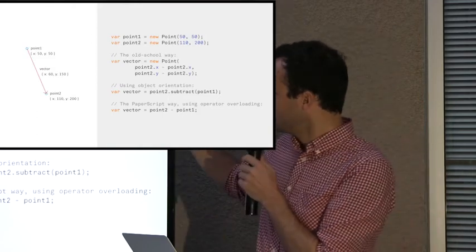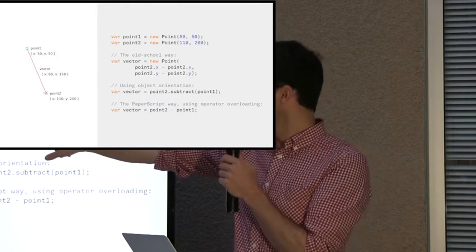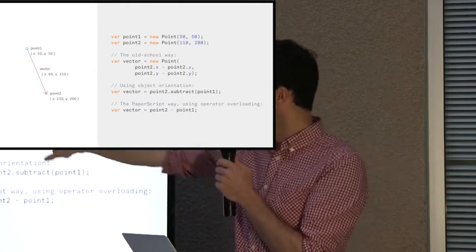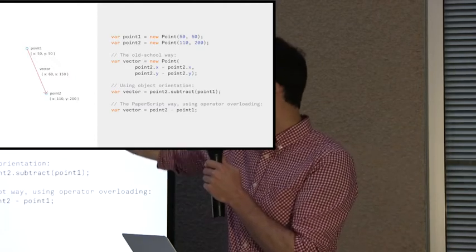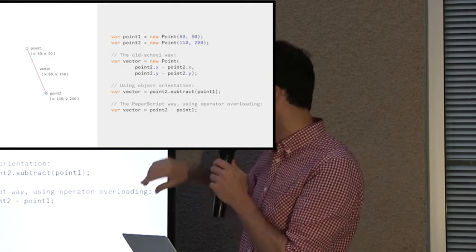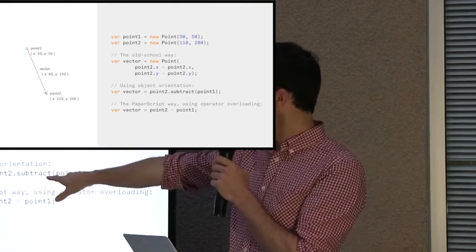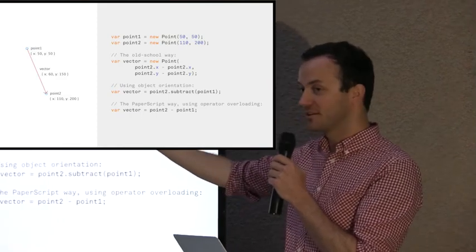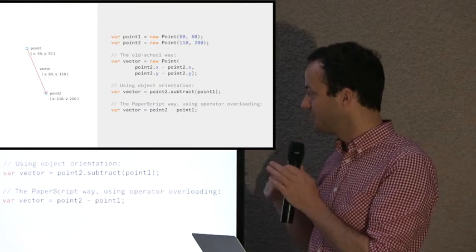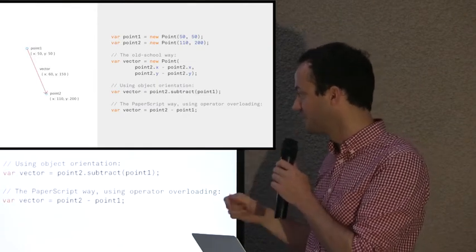Here's an example of how you would do it the old school way. If you wanted to know the vector that goes from point one to point two, you would subtract X and Y separately from both point objects, if you already went that far and made a point object. Maybe you just kept them separately in variables. I've seen this a lot. The first step was to make a nice point object that could act as a vector as well. A point and a vector is basically the same thing. One is absolute in position and the other is relative. A vector is in relation to something else, you could say.